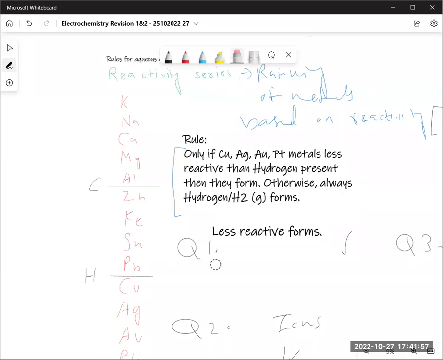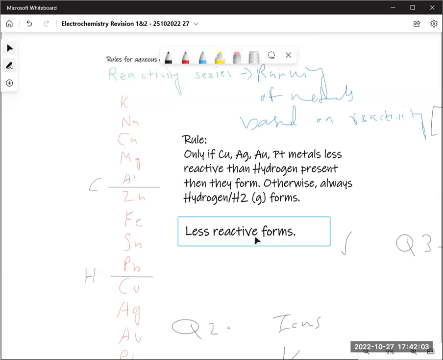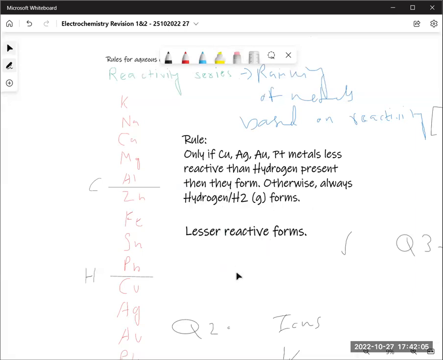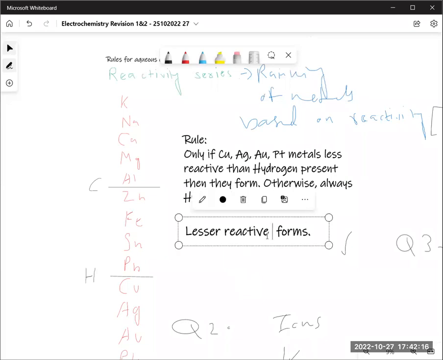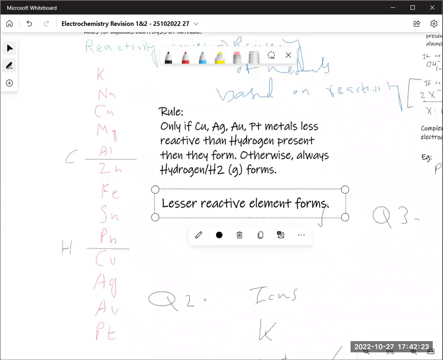Now, Mavadda, read the rule, quick. Only if copper, Ag, Au, Pt, metals less reactive than hydrogen, are present, then they form. Otherwise, always hydrogen H2 gas forms. The lesser reactive element forms. That's what the main rule is. And we know that the lesser reactive element forms.